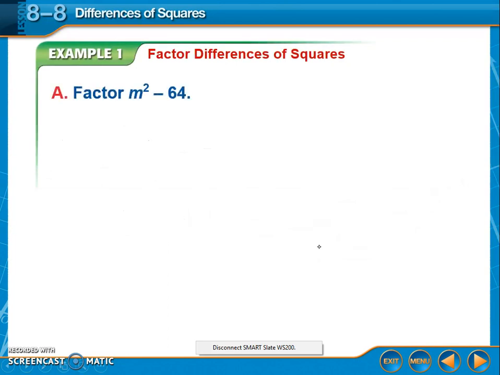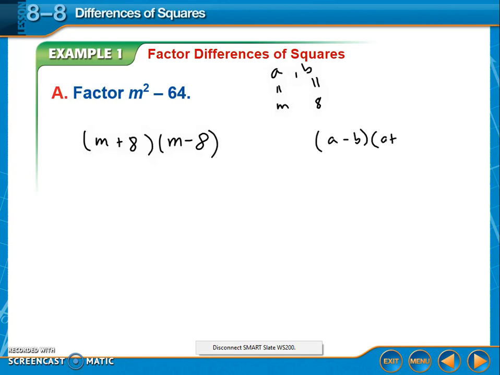So if I look at something like this, I first want to see if I have two perfect squares. So what is my a and what is my b? In this case, my a is m, and what squared gives me 64? 8. So my b is 8. So this is going to be m plus 8 and m minus 8, doing the reverse of the section where we did a minus b times a plus b equals a squared minus b squared.